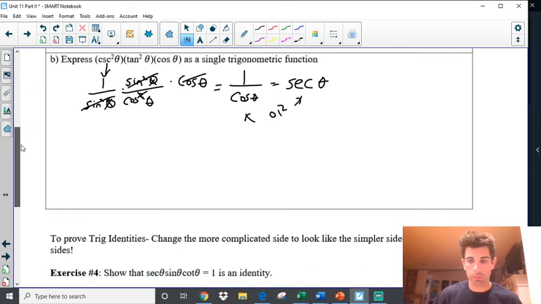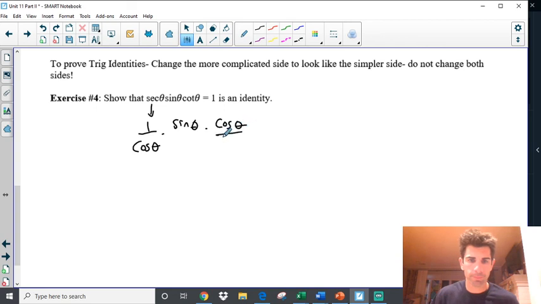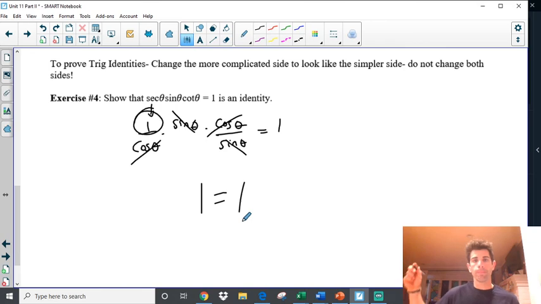And the last one. Okay, I would hope at this point you're like, oh, this one's easy. Secant is 1 over cosine. Sine, we'd want to leave her alone. Cotangent is cosine over sine. And let's see if this all cancels out and ends up with a 1. Sine, cosine, haha. Good. Awesome.